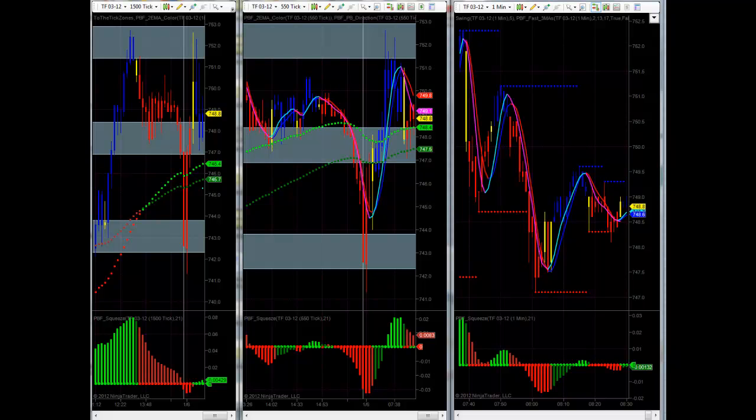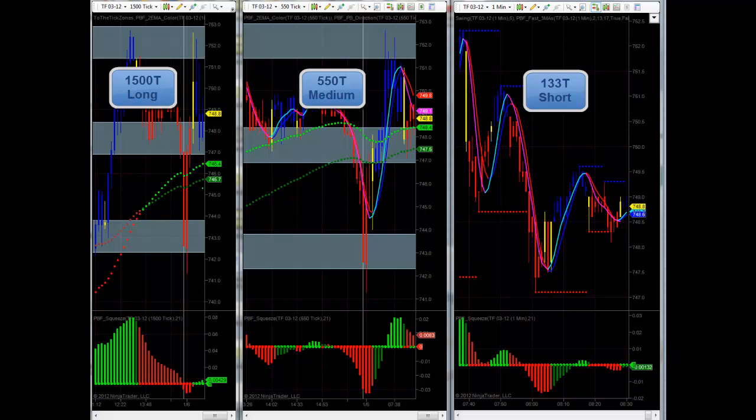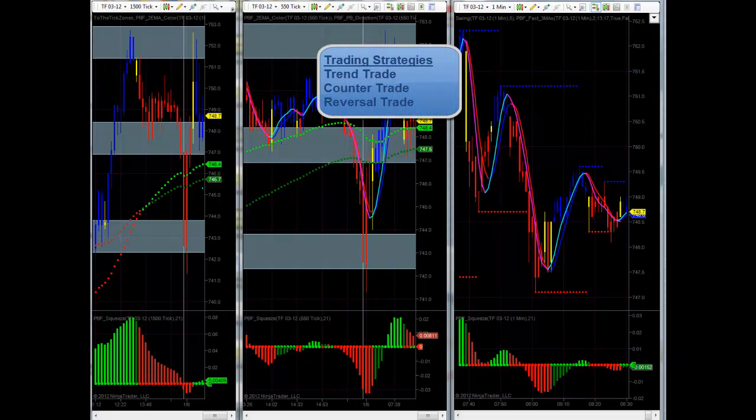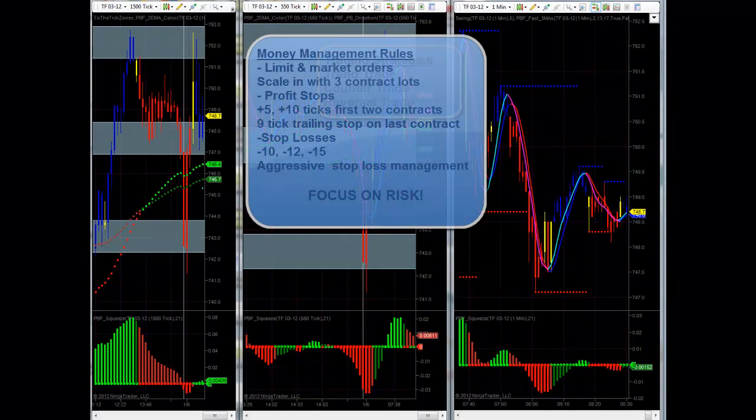Today we're in the Russell 2000 E-mini using 1500, 550, and 133 tick charts for our long, medium, and short-term views of our contract. Our trading strategy rules include trending, counter trend, and reversals. Our trade and money management rule is to use both limit and market orders to scale in with 3 contract lots, placing 5 and 10 tick profit stops for the first 2 contracts, and then we're going to trail the last contract with a 9 tick trailing stop.